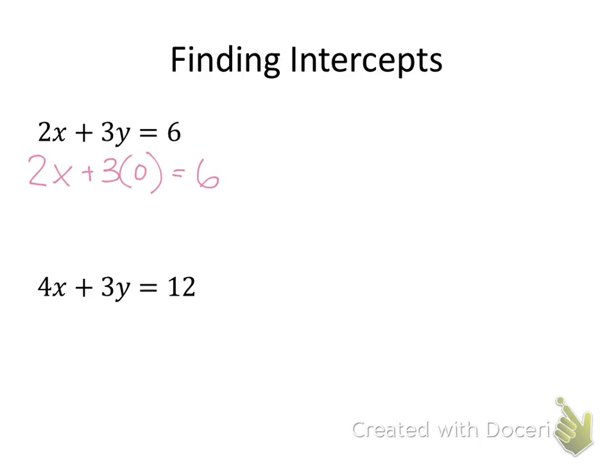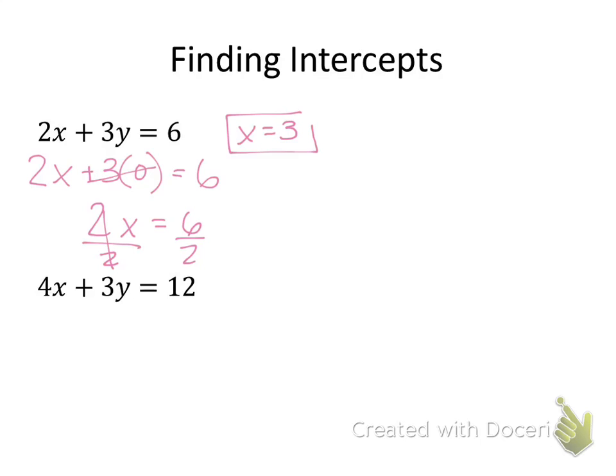So what's 3 times 0? 0. So basically it just kind of goes away because it's not going to do anything. And I'm left with 2x equals 6. Can I solve for x? What would I do to solve for x? Courtney? Divide by 2. And x is equal to what? 3. There's my x-intercept.